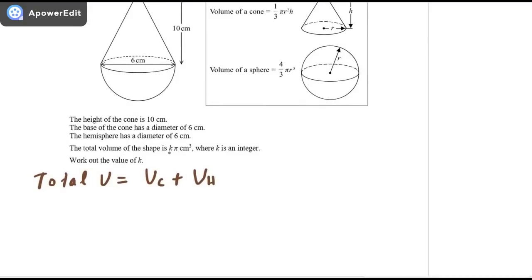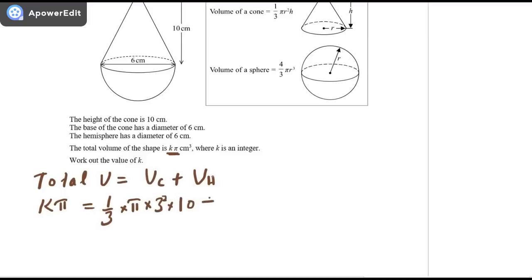So the total volume is given, which is k pi. So I can say here k pi, and the volume of the cone, so the cone is given 1/3 times pi radius squared. Radius is, this is diameter, which is 6. So half of 6 is going to be 3. So we're going to do times 3 squared times height, which is 10.